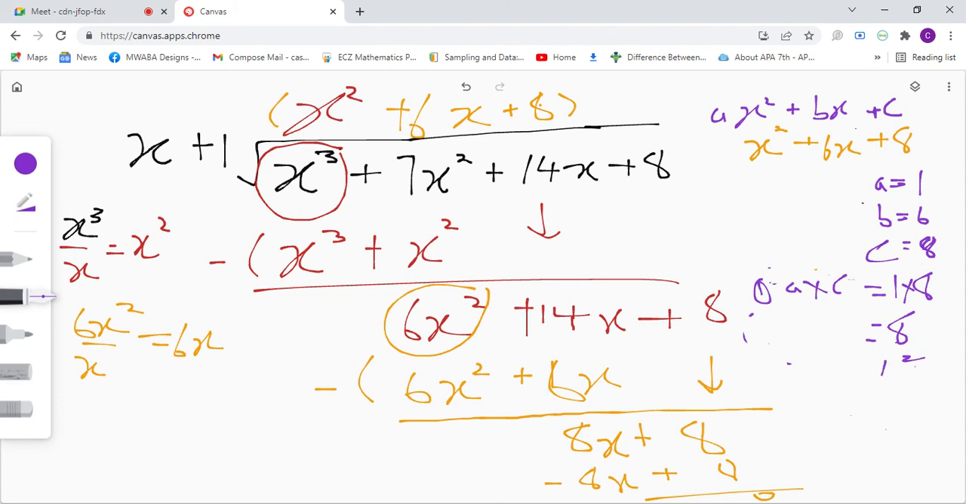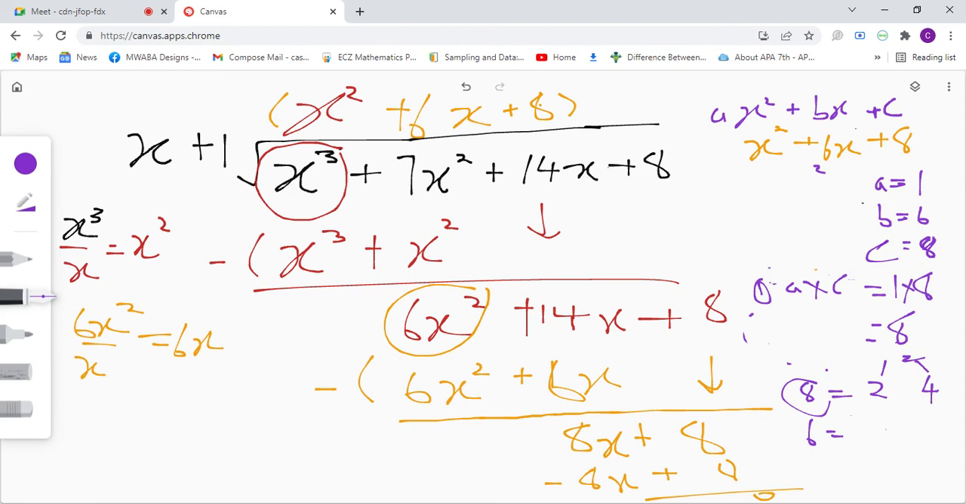Here we'll use the factors 2 and 4. 2 times 4 gives us 8. 2 plus 4 gives us 6. So it satisfies, because when we multiply these two numbers we get 8, and when we add them we get 6. So we have 2 and 4.